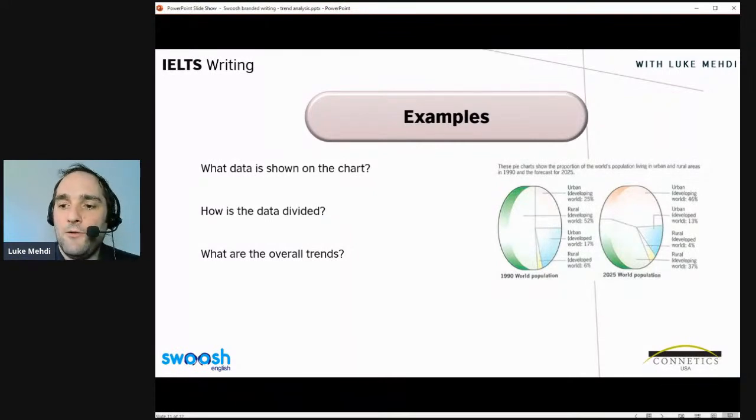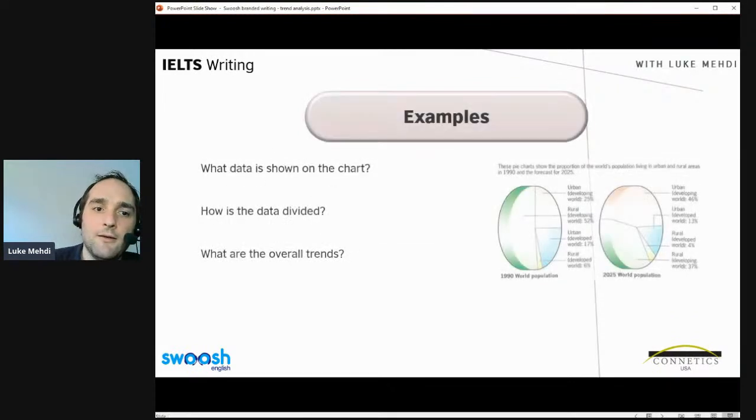Okay, lastly, really quickly, because we're running out of time here, guys. So what data is shown on the chart or the charts? How is the data divided, and what are the overall trends? I'm just going to skirt through this one really quickly, guys. If you want to go back and pause the video and break it down, because we are now over the time. But I will go through it really quickly. So what data is being shown on this chart? This chart is showing the proportion of people living in urban and rural areas in the world.